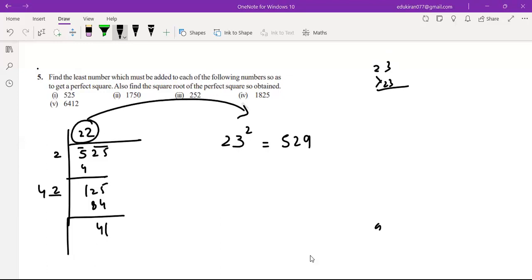Okay, so over here, 529 subtract 525. This one. Okay, what do you get? 4. Explain it again.